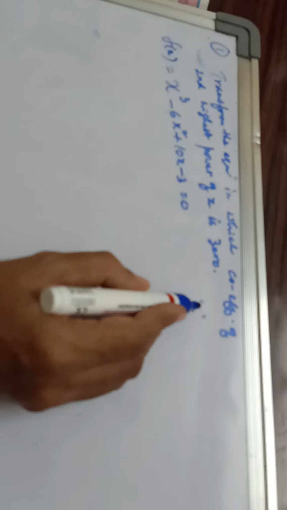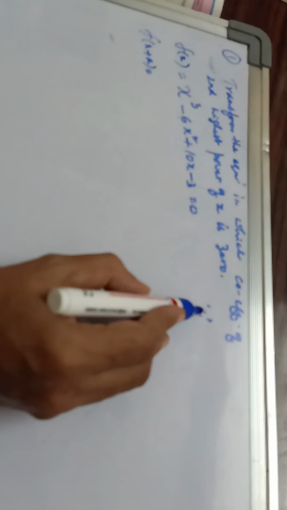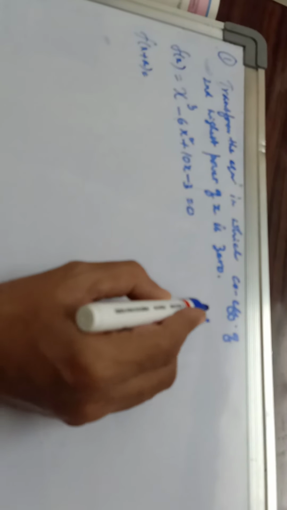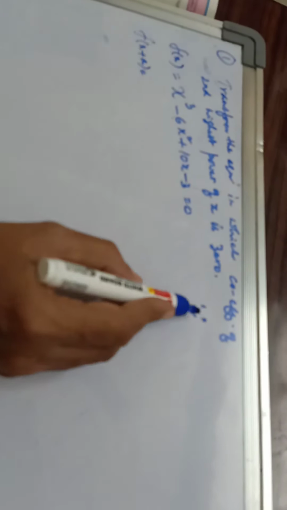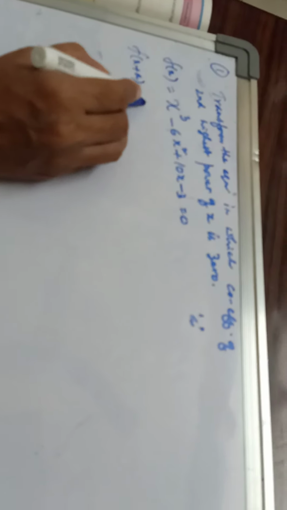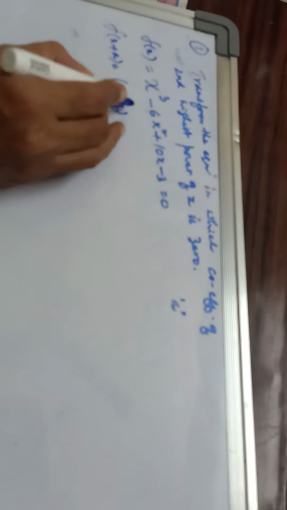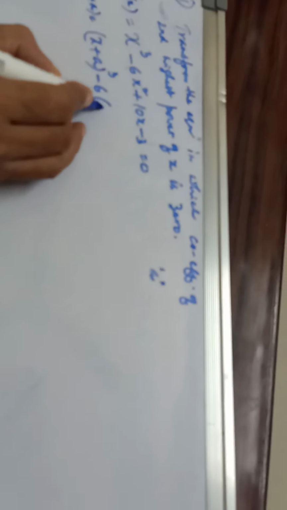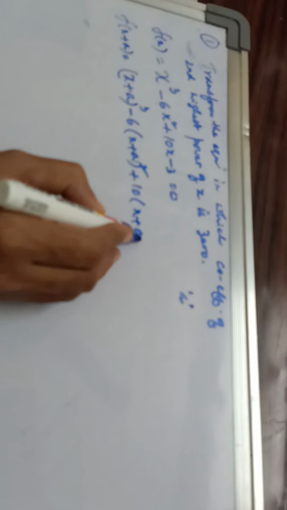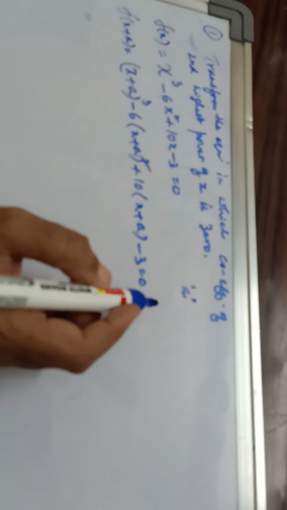As we are subtracting a from every root of it, we have to find f of x plus a. We are subtracting a from every root, that means a is to be added to x. So this will become x plus a whole cube minus 6 into x plus a whole square plus 10 into x plus a minus 3 is equal to 0.